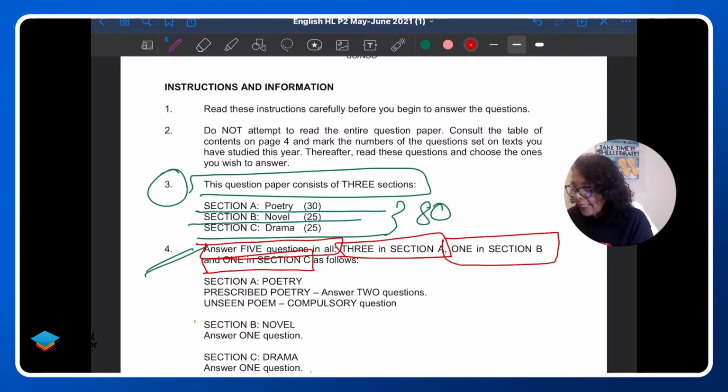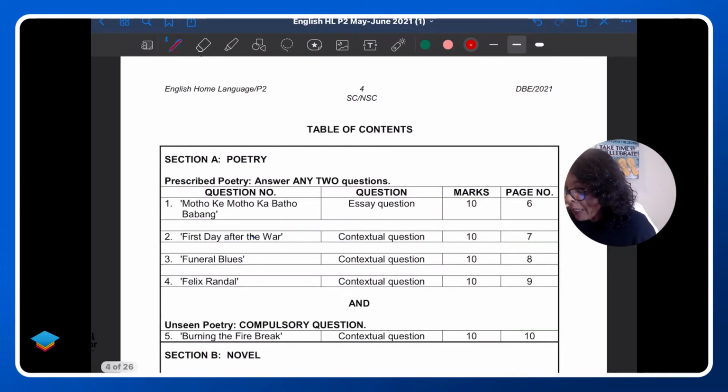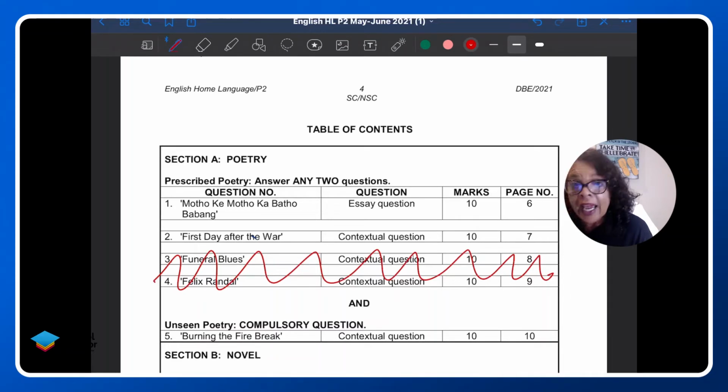So I want to flip right to page 4, because I think page 4 gives us a nice summary. Page 4, let's look at the table of contents. Basically, this is what you're going to see in the exam. You're going to see Section A, and you will get 4 questions that will be based on poems that you have studied, right? And of those 4 questions, you must answer 2. So you must make your selection. Are you going to answer questions 1 and 2? If you answer 1 and 2, it means that you're going to ignore questions 3 and 4.